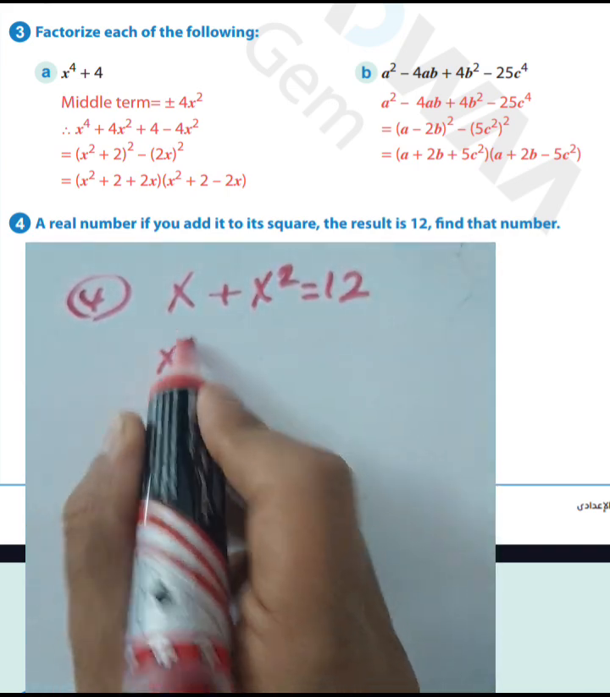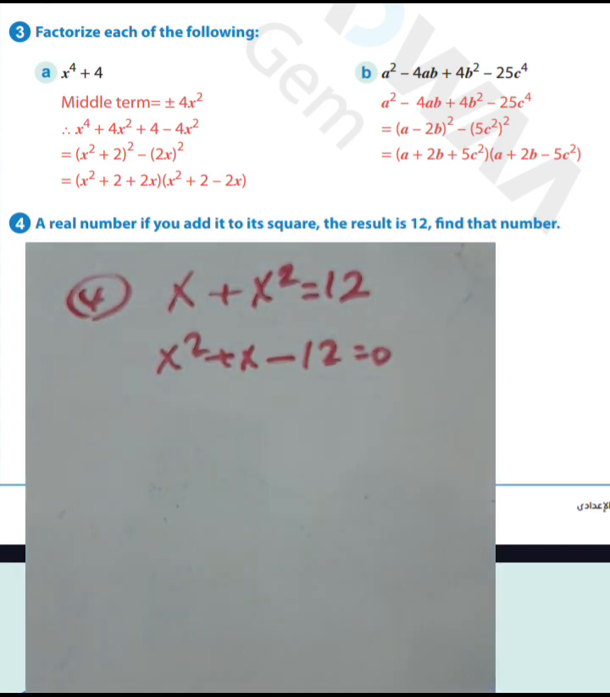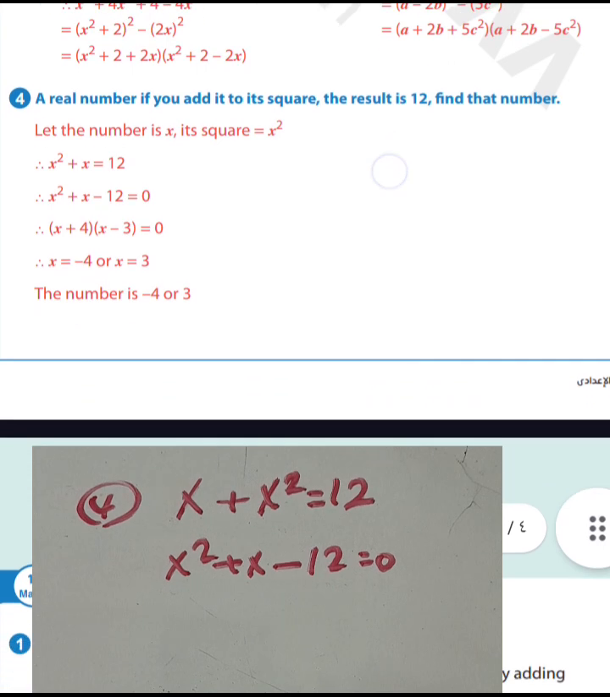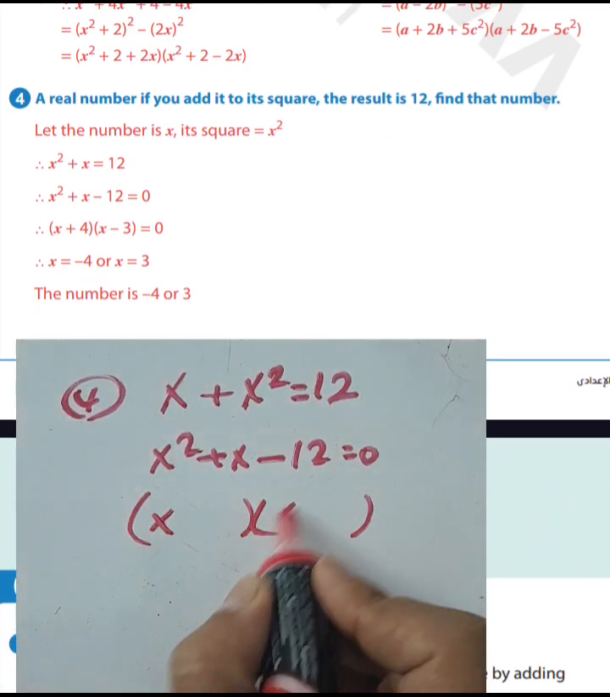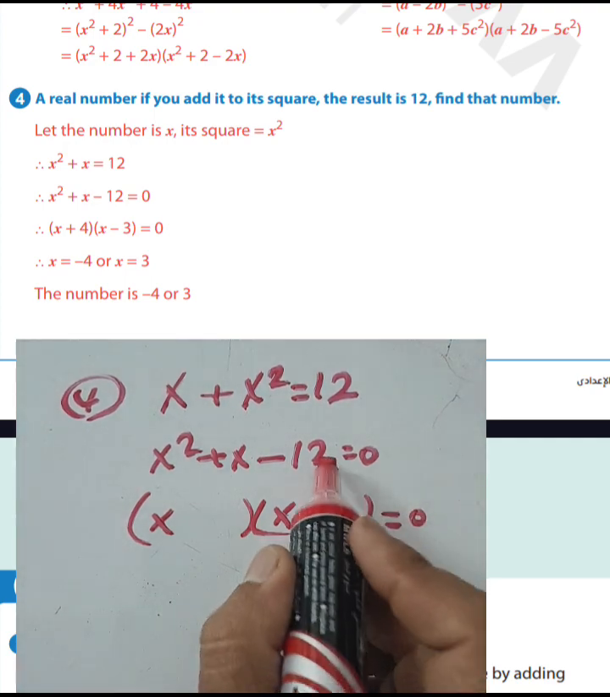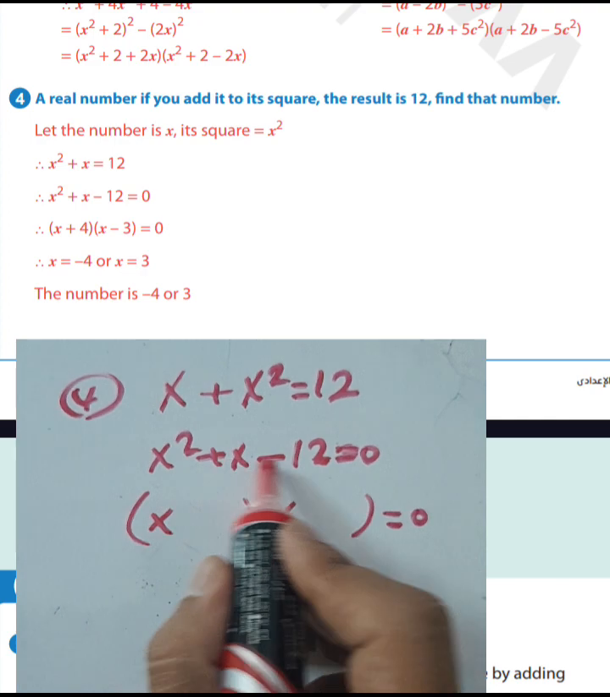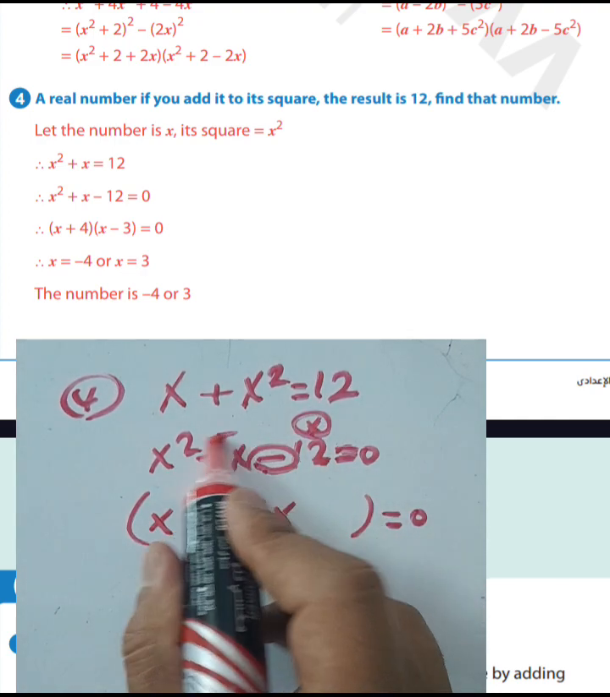We can factorize this: x power 2 plus x subtract 12 equals 0. If the number is x, its square is x power 2, and then we can factorize this expression by writing x power 2 equal x product by x. We want two numbers, the product of them equal 12 and the difference between them equal 1.